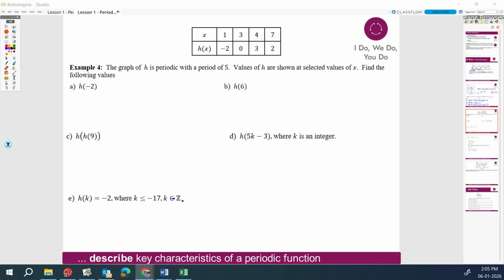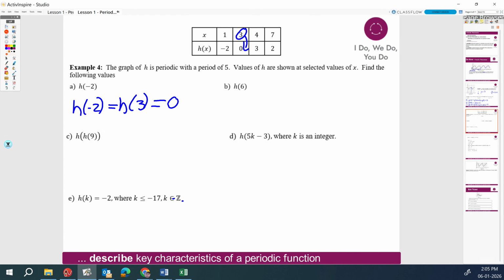All right, let's have a look. So for the first one, we're told that our period is equal to 5. If we take h of negative 2, we can add 5 to that, and we're going to get h of 3. We can see that 3 is available here, so this means it's going to equal 0.